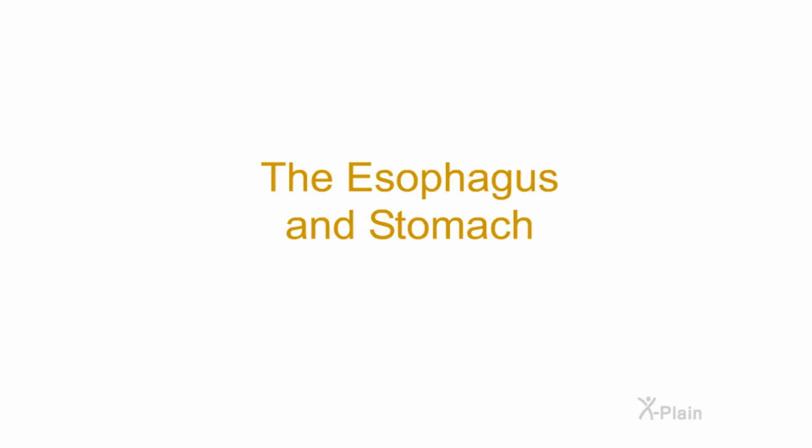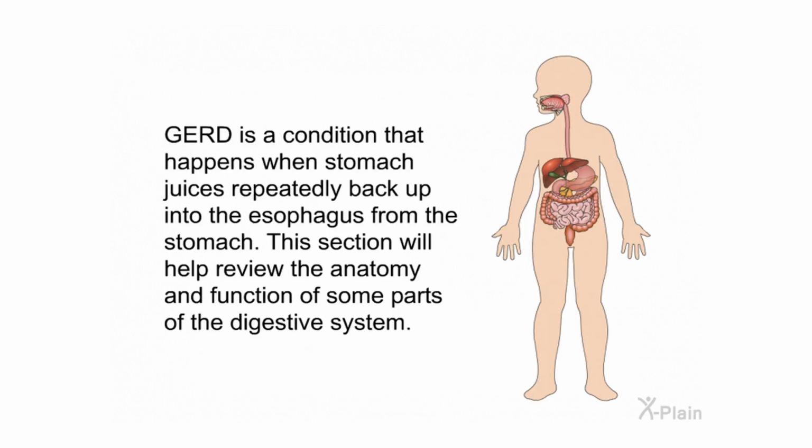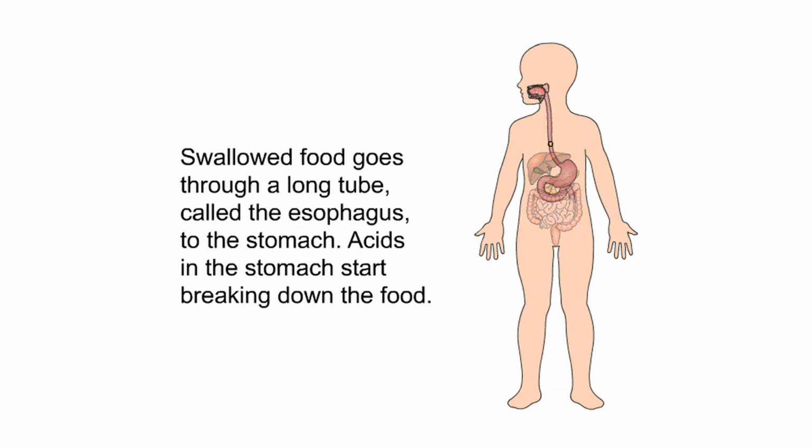The esophagus and stomach. GERD is a condition that happens when stomach juices repeatedly back up into the esophagus from the stomach. This section will help review the anatomy and function of some parts of the digestive system. Swallowed food goes through a long tube called the esophagus to the stomach. Acids in the stomach start breaking down the food.